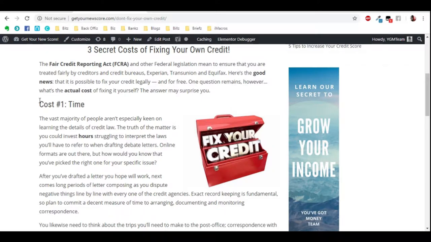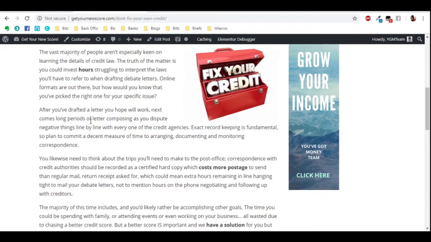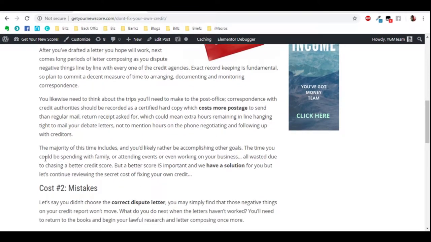The number one cost, as you see here, is time. A lot of people do not understand credit law because it's not taught in school. So you're going to start off by investing hours struggling to interpret the laws and what applies to you. After you know what you want to dispute, you're going to spend days trying to figure out which letter to send for which kind of collection account or item. Then you're going to spend more time going back and forth to the mailroom, the USPS, sending certified letters. You have to get a certified stamp and a certified hard copy, which costs a little bit more in postage than regular mail.